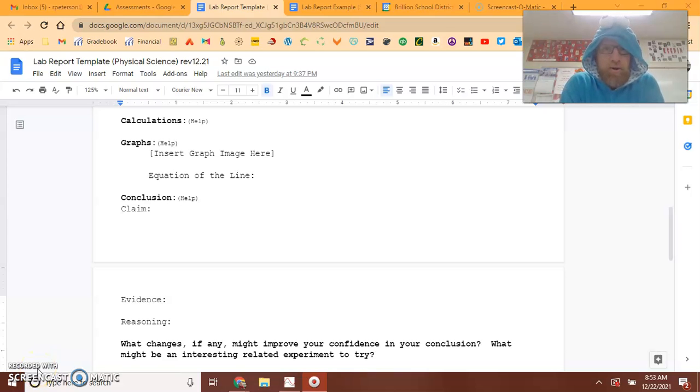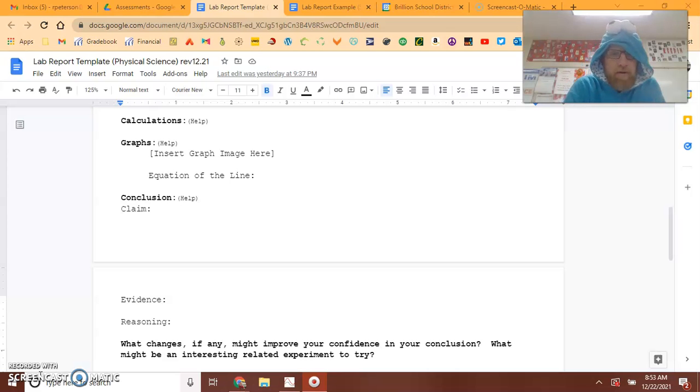C is for conclusion. Also cookie. Your conclusion is the last part of your lab report, and it is going to get you probably half or right around that number of the points on the lab report. This is the big one.